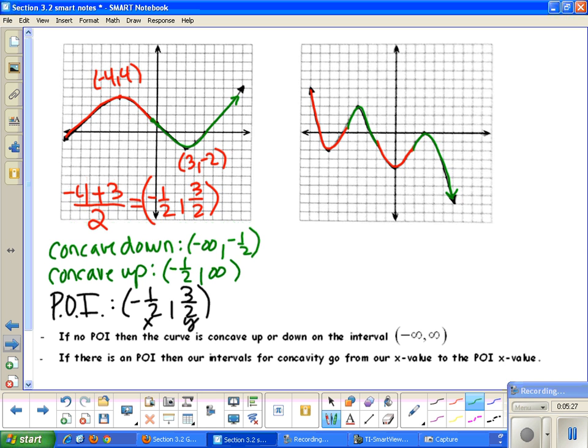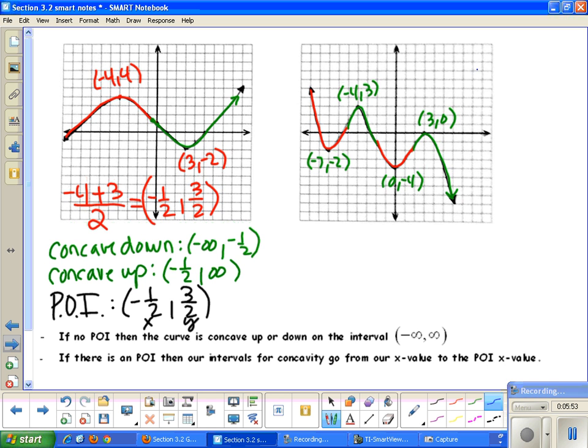If we wanted to figure out where those points of inflection are, we need to figure out our max and minimum points. So this minimum point is -7, -2. This is -4, 3. This point here is 0, -4, and this point here is 3, 0. So basically I'm going to take each of those and find the x value that's going to give me the x value in between each of those.